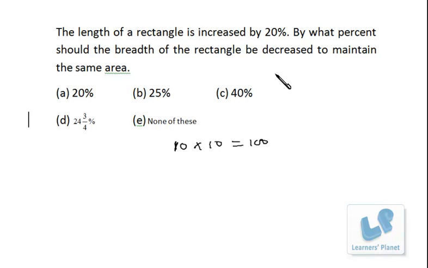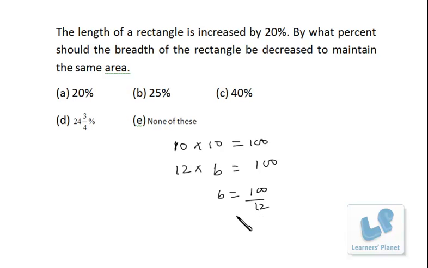Now length is increased by 20%. As I already told you, if you are dealing with percentage, no need to worry about the basic values. Even if it is a rectangle, I can take the dimensions as same. It doesn't matter while we are calculating the answer in percentage. So length and breadth, both of them are 10 and the area will be 100. Now length is increased by 20%, so length will be 12. Now we don't know the breadth. I just write the new breadth as B over here. And we want the area to be same, so it's 100. So what is B? That is 100 by 12.